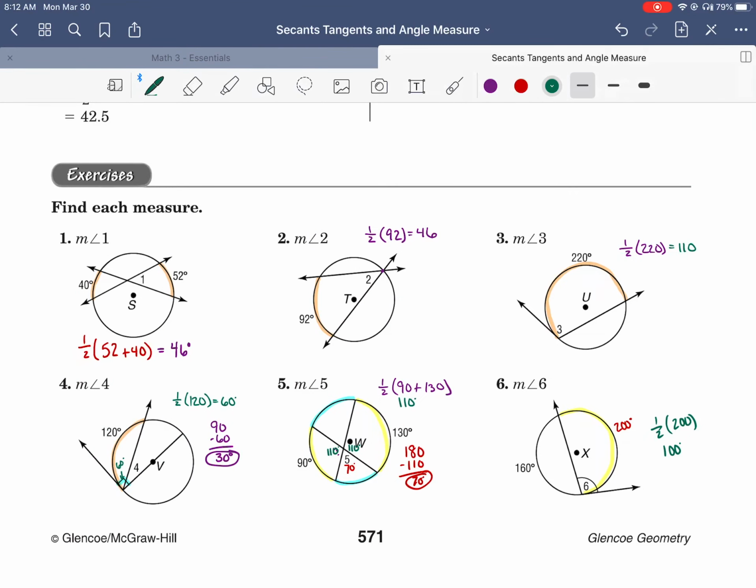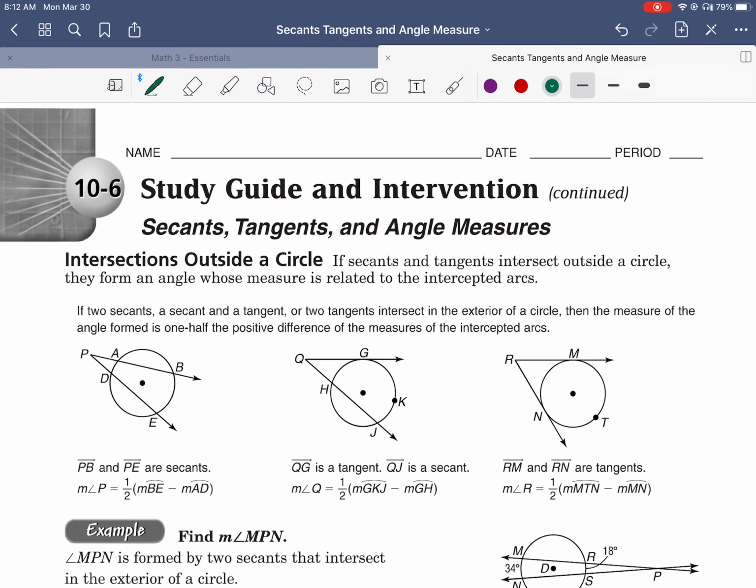Okay. These were on and inside. This page talks about circles that are outside. So the way I remember this is it's going to be half the difference.